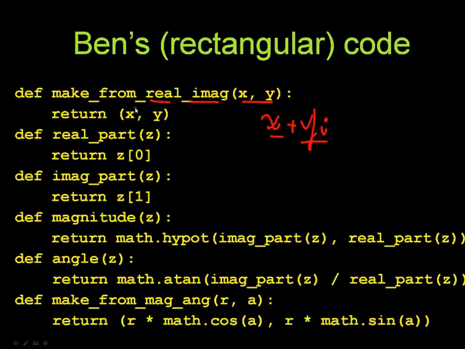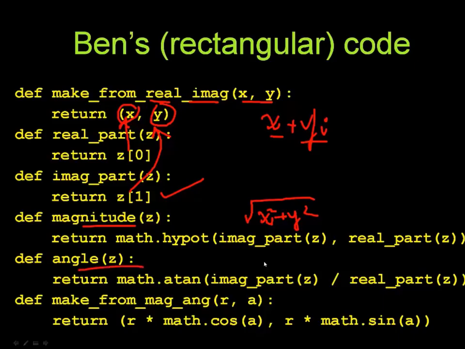Essentially you use a tuple x and y to keep these two numbers. The real part is x, the imaginary part is y. So it's all good. Now the magnitude is the square root of x squared plus y squared. That's the hypotenuse, or the magnitude. And the angle is the arctangent of y over x. Now to get the same thing from r and a, the magnitude and the angle, x is just r cos a, and y is just r sin a.